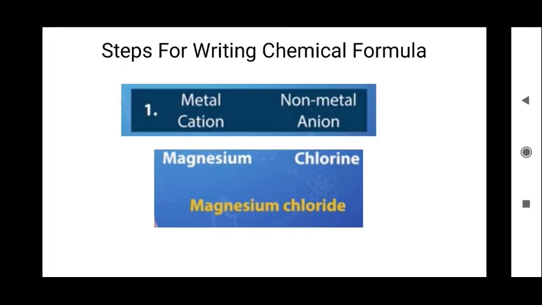So always remember, when you are asked to write the chemical formula, you have to first write the metal name, then followed by the non-metal name. For example, magnesium chloride. You are asked to write the chemical formula for magnesium chloride. First you write magnesium, that is Mg. Then you write chlorine, Cl. So this is the first step. First we have to identify which is the cation and which is the anion. First write the cation and then the anion, not the name, the symbol.